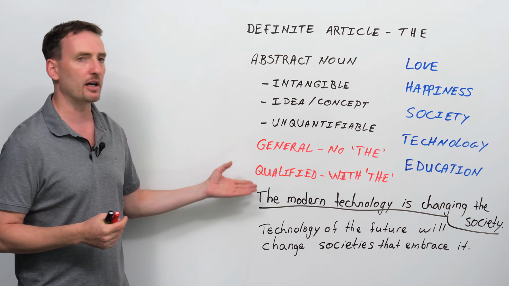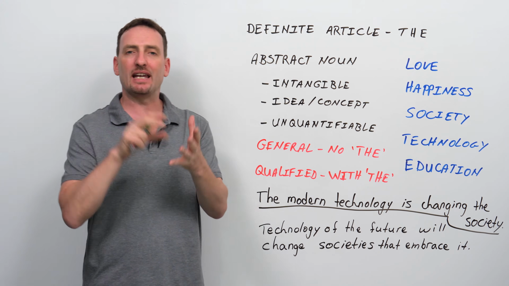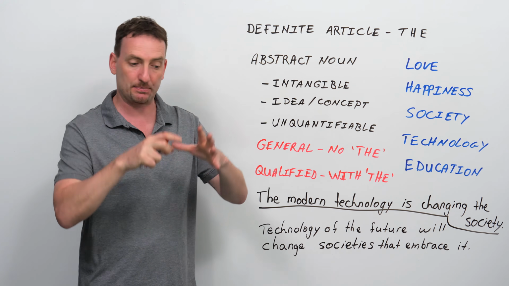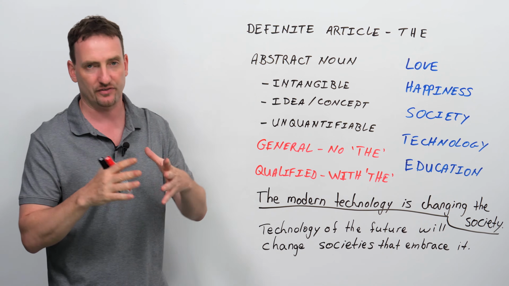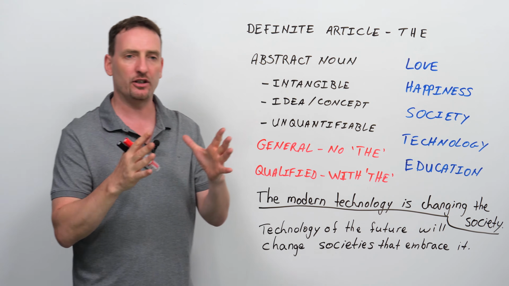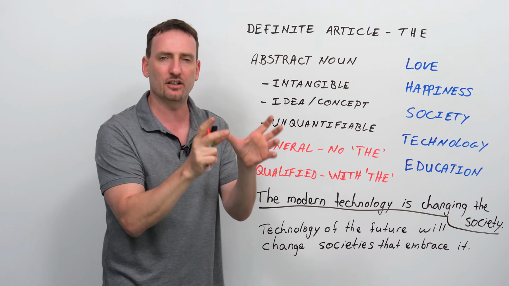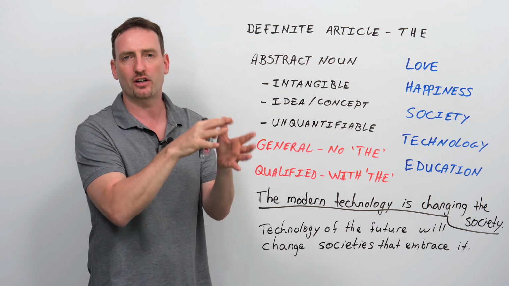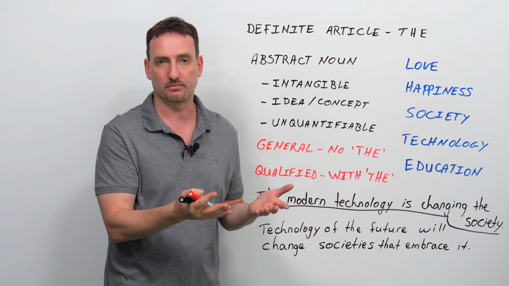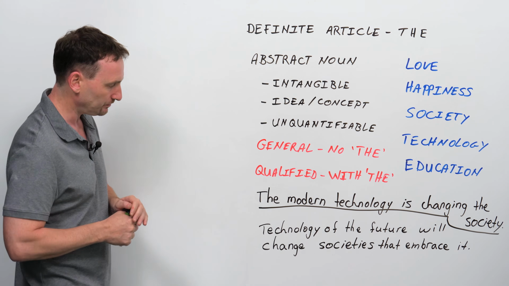Now, what do I mean by qualified? If you make it very specific to a very specific person or a very specific situation, then you're making it a single thing that belongs to that situation or that person. Okay, let's look at an example.